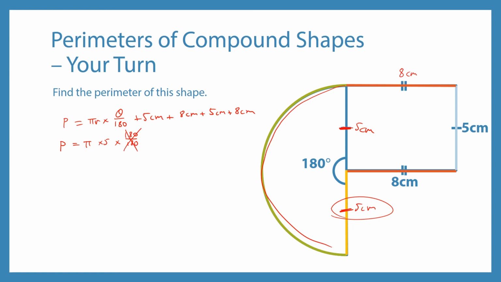And then we're going to add 26. So we end up with 5 pi plus 26 is our exact form. Then we can take it to 2 decimal places, and we're going to get 41.71 centimeters to 2 decimal places.